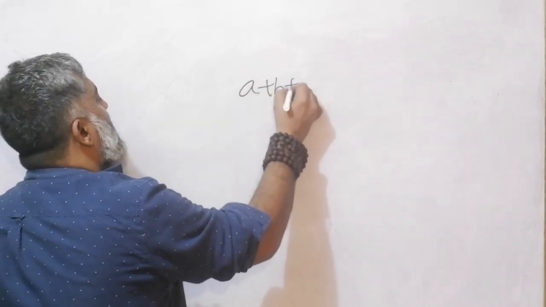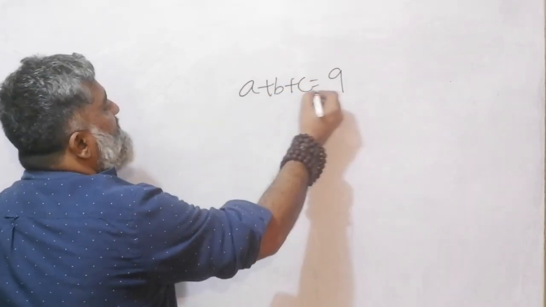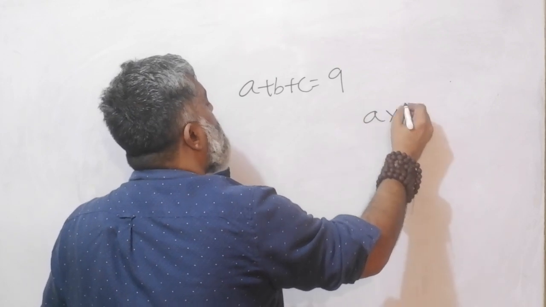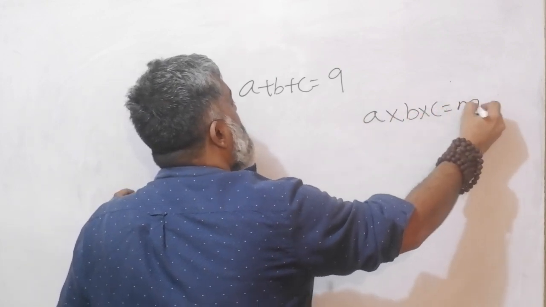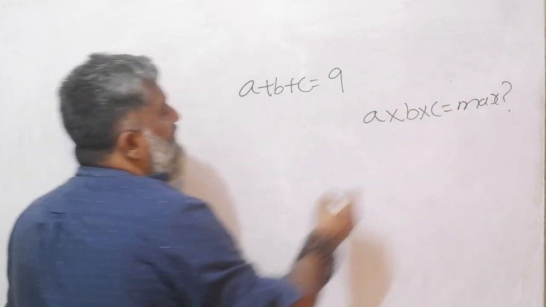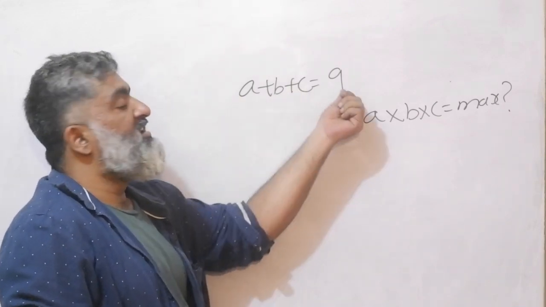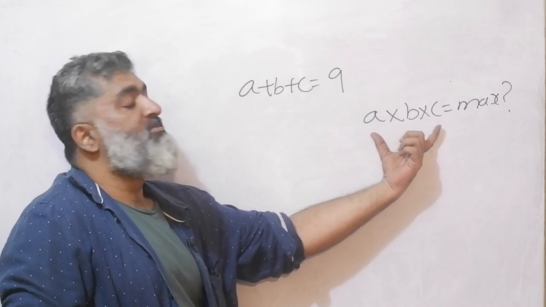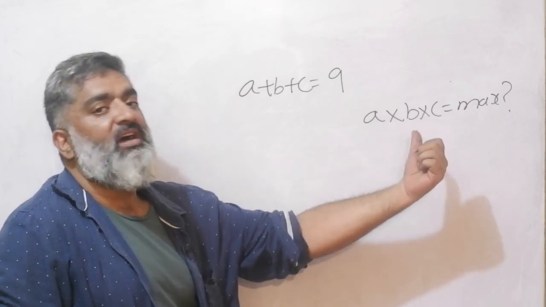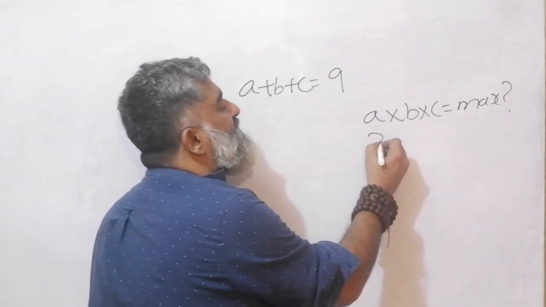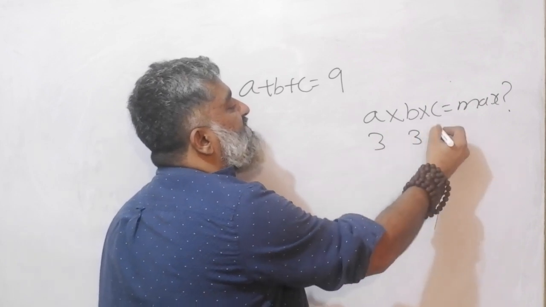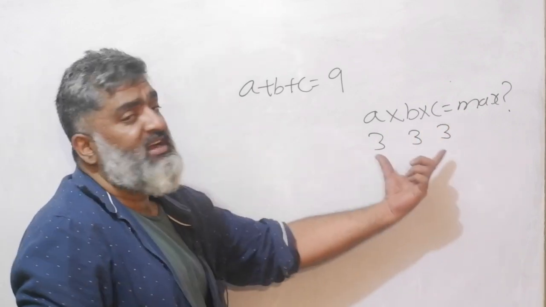Just a quick application of this. If I say A plus B plus C is equal to 9, and I ask what is the maximum value of A into B into C, immediately try and apply the idea. The sum of the variables is constant. The maximum product will be achieved when all of them are equal to each other. That means A should be equal to 3, B should be equal to 3, and C should be equal to 3. Where am I getting this 3 from?